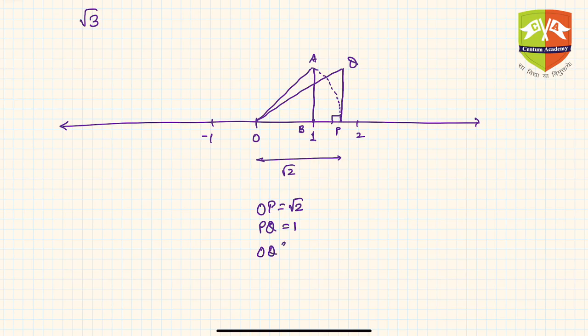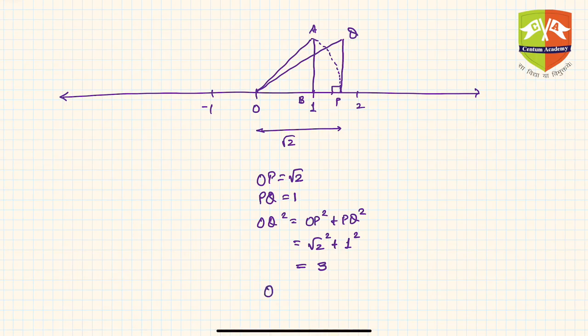So OQ square will be OP square plus PQ square, isn't it? Now OP square is nothing but root 2 square plus PQ square, which is 1, right? So it is nothing but 3, isn't it? So what will OQ be? OQ is root of 3. Right, so we'll repeat the process, and let us say you draw this arc like that. Okay, so this point is root 3. So this is how you can locate any irrational number on the number line. We'll take up some more examples in the problem solving sessions.